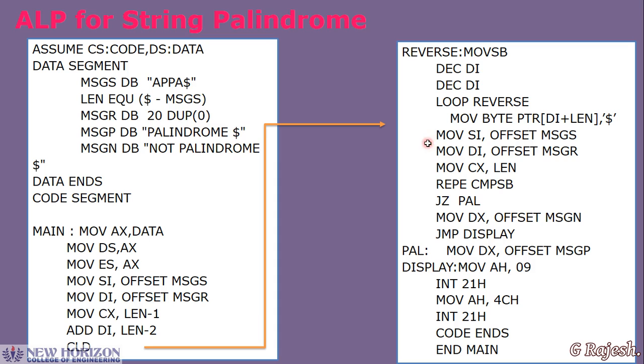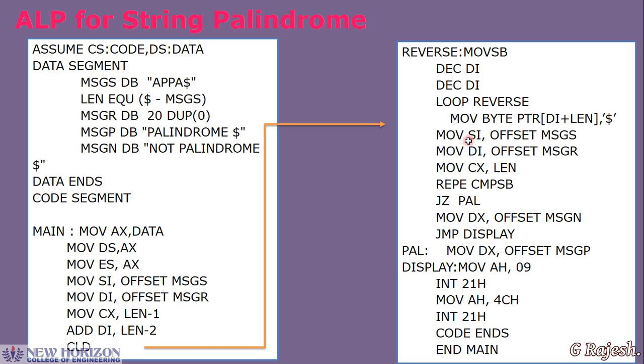If you see carefully, here I have added two more extra messages. One is the message palindrome and the other is the message not palindrome, and we have defined each as a byte. Till move byte ptr da plus len, the program is the same as the string reverse, and it operates in the same fashion.